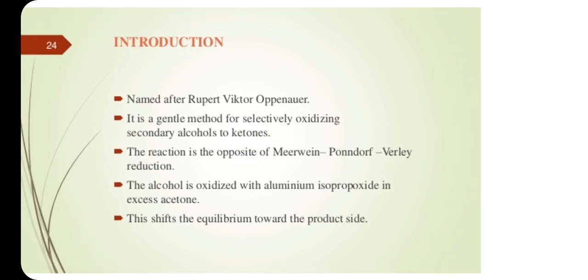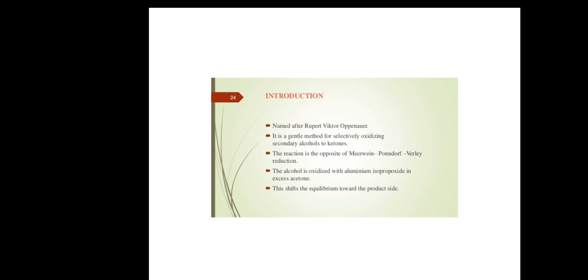Named after Rupert Viktor Oppenauer. It is a gentle method for selectively oxidizing secondary alcohols to ketones. The reaction is the opposite of Meerwein-Ponndorf-Verley reduction. The alcohol is oxidized with aluminum isopropoxide in excess ketone. This shifts the equilibrium toward the product side.